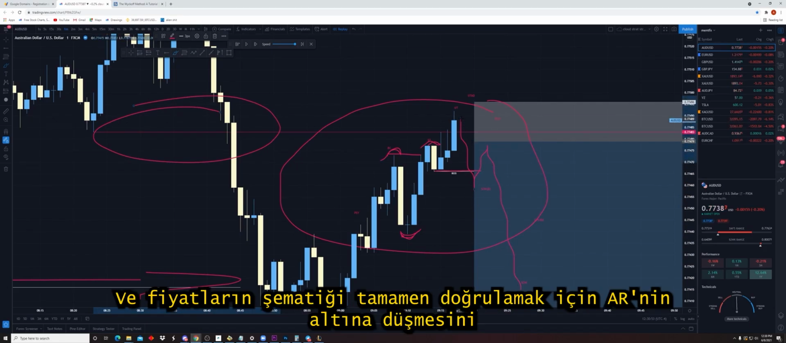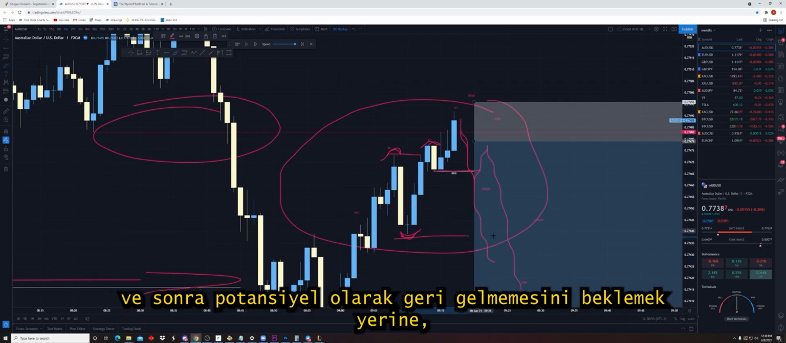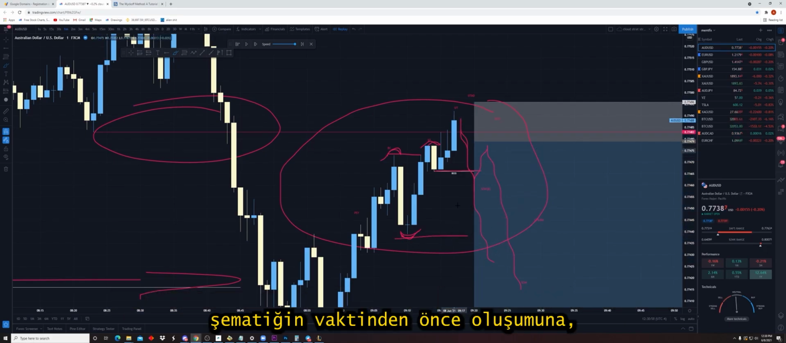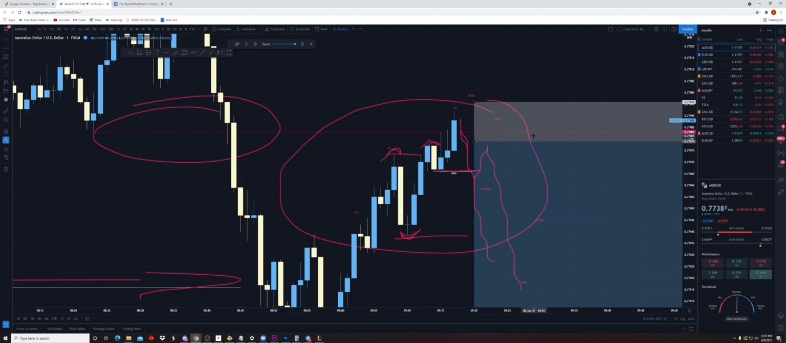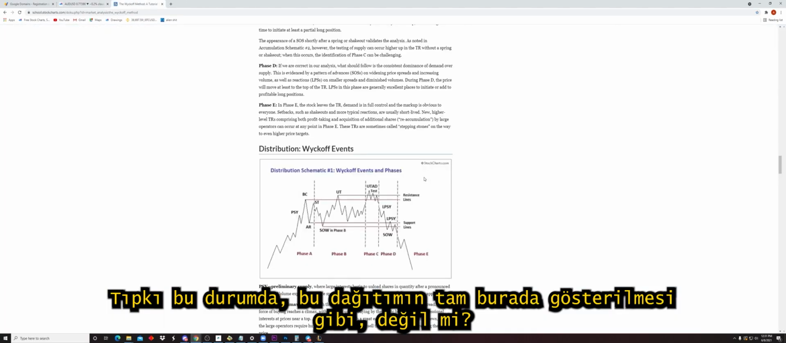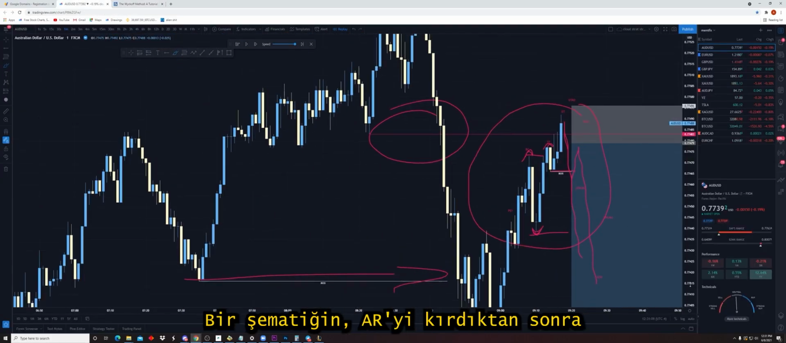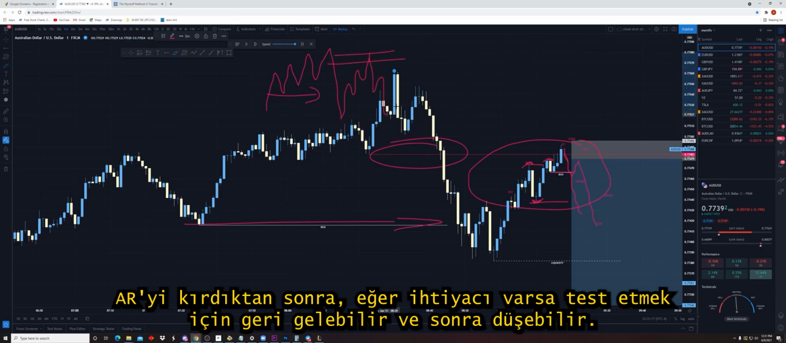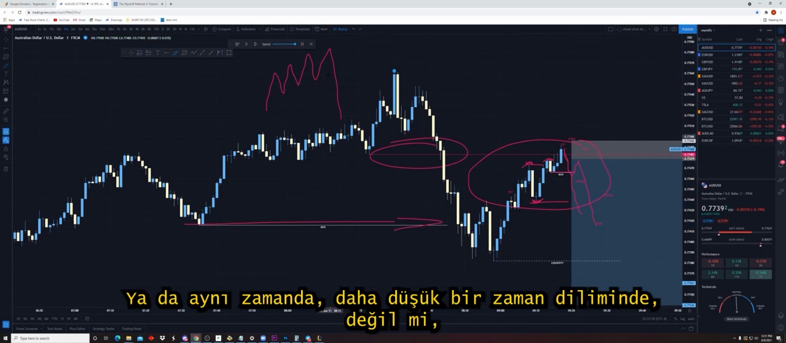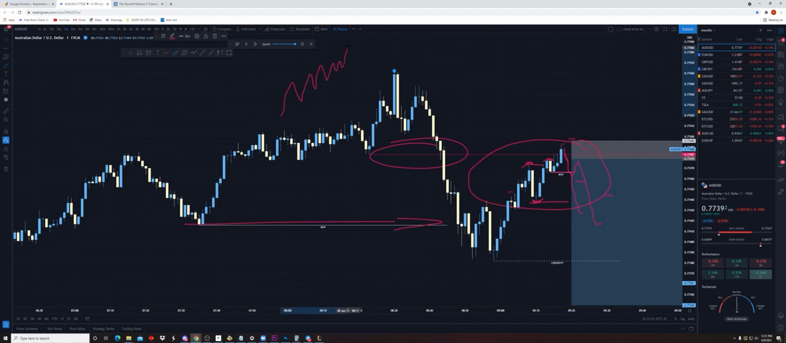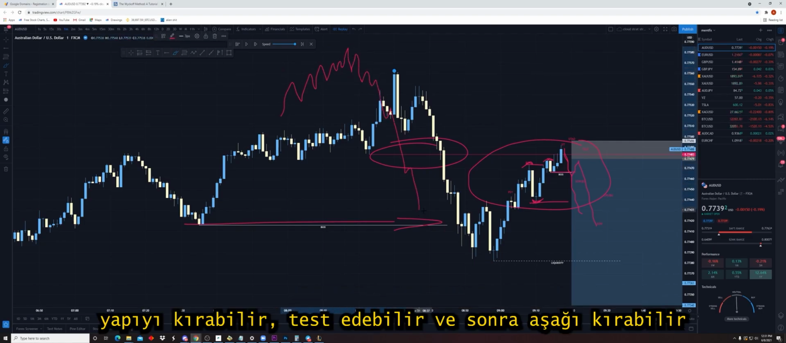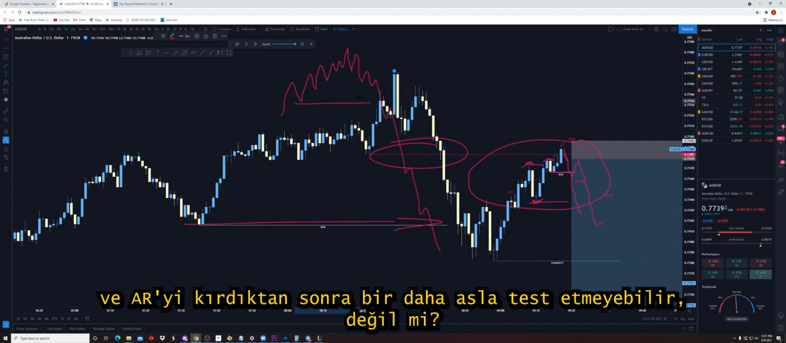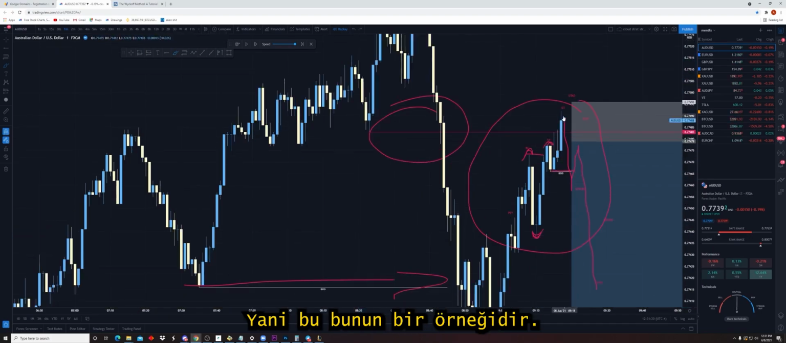And instead of waiting for price to basically break down below the AR to fully confirm the schematic and then potentially not come back up, we are looking to get involved on the premature formation of the schematic, just like in this case, this distribution is shown right here, right? There's no telling or guarantee that a schematic will have to come and test after breaking the AR, right? After breaking the AR, it could come back up and test if it needs to, and then drop off, or it can also, right, on a lower time frame, break structure, test, and then break down, and never test again after breaking the AR, right? So this is an example of that.